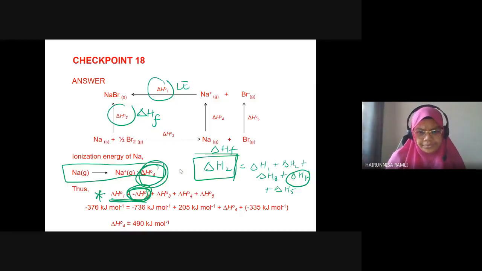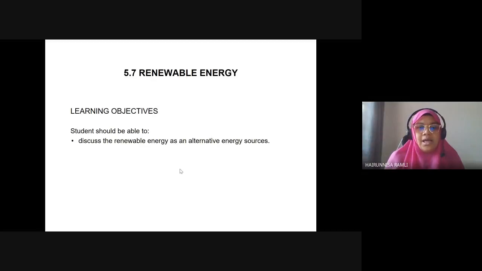Okay, so the last subtopic is application. Kalau ikut saya nak suruh you all baca sendiri je. But maybe sebab ada dalam slide, so kita explain sikit lah. So renewable energy, because we are talking about energy, which is heat. Sekarang ni kita cerita pasal heat, tapi heat to energy lah.